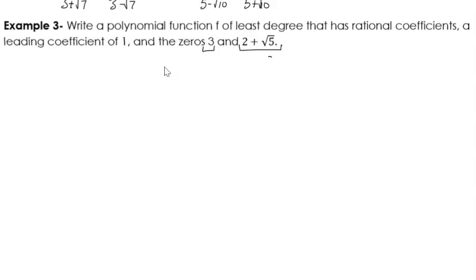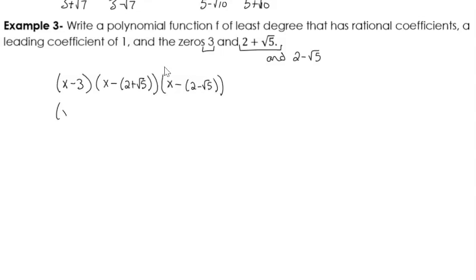So if they are 2 plus square root of 5, that tells us they are also 2 minus square root of 5. Now, if the 0 is 3, that means the factor is x minus 3. So you do x minus the 0 to get the factor. So then if the 0 is 2 plus the square root of 5, you do x minus 2 plus square root of 5 to get the factor. And then 2 minus square root of 5, you do x minus 2 minus square root of 5.